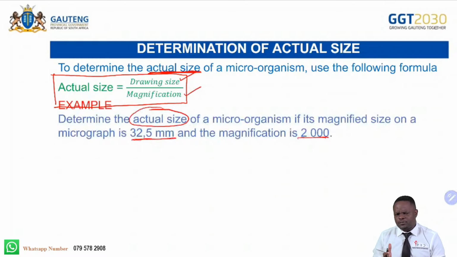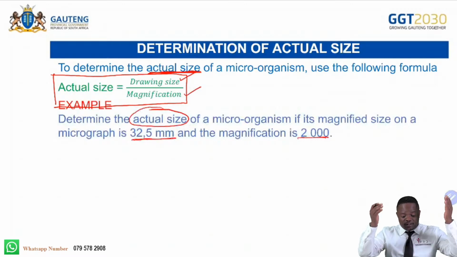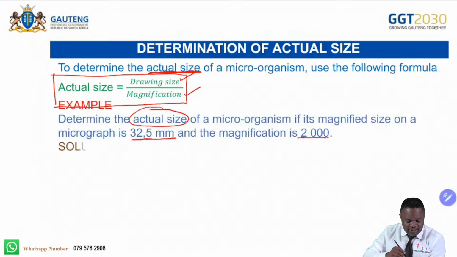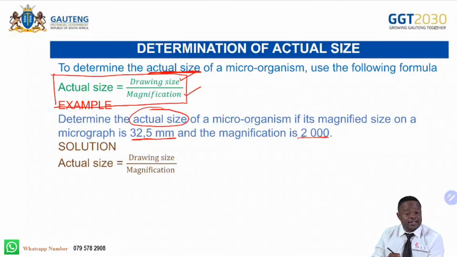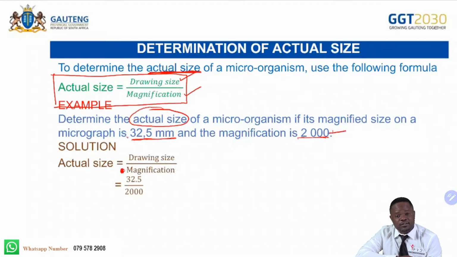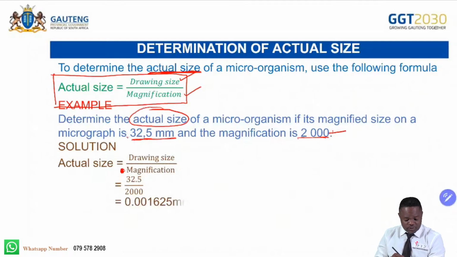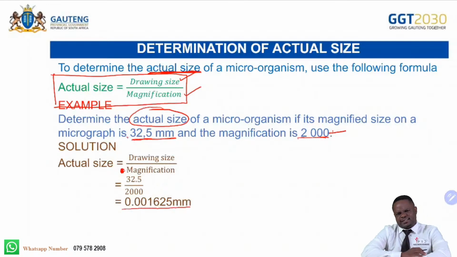So they're straightforward. Don't stress, don't think too much. Remember the formula. Actual size is equal to what? Is equal to the drawing size divided by the magnification. And all that information you have in your question. There is your magnification. You can see that. There is your drawing size. So it's 32,5 divided by 2,000. Use your calculator there, and what do we get? 0,001625 millimeters. And we're saying this is the actual size of your microorganism.